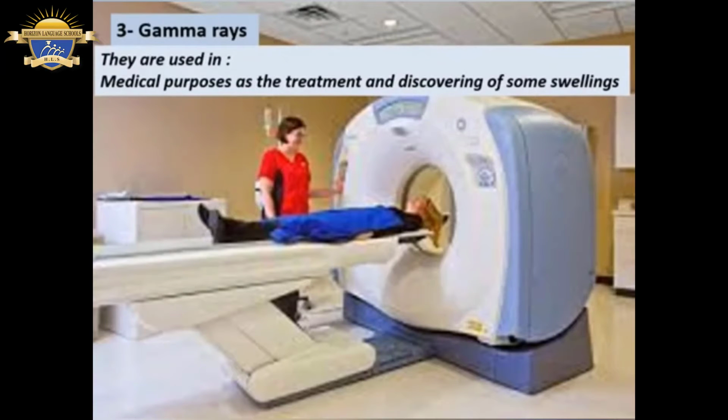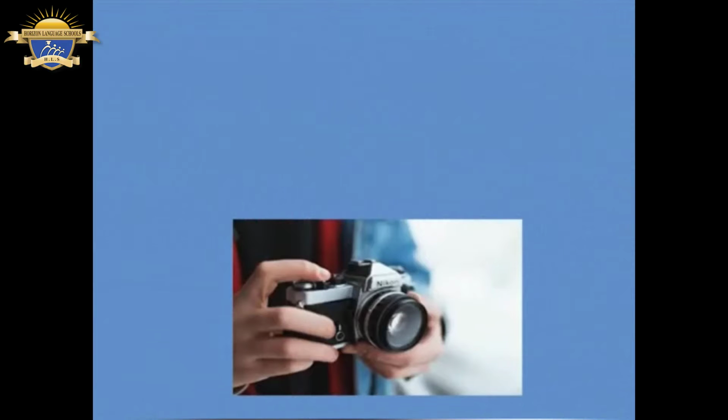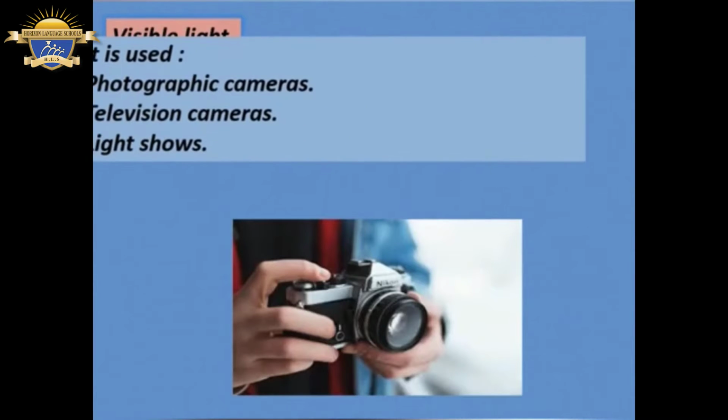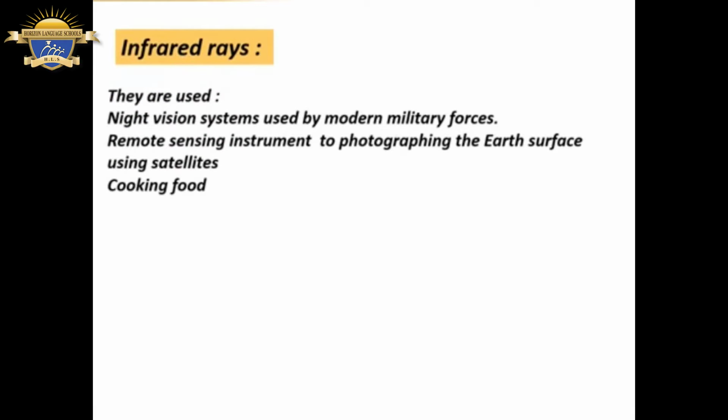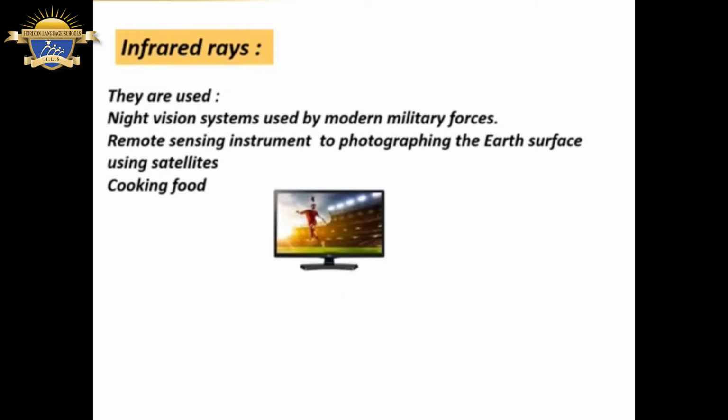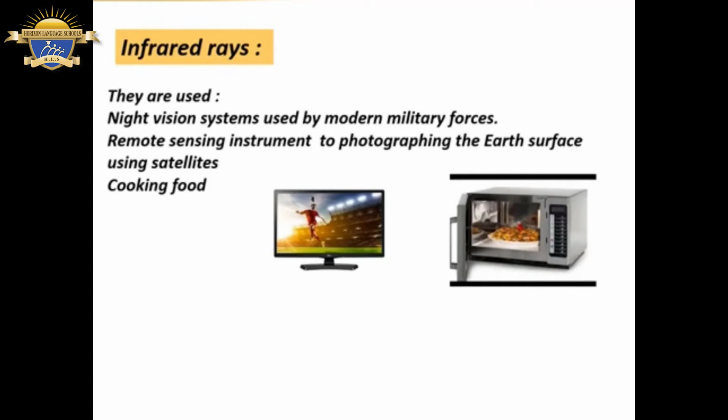Number 3, gamma rays. They are used for medical purposes as a treatment for swelling and tumors. Number 4, visible light. It is used in photographic cameras, television cameras, and light shows. Number 5, infrared rays. They are used in night vision systems and remote sensing instruments to photograph the earth's surface using satellites.